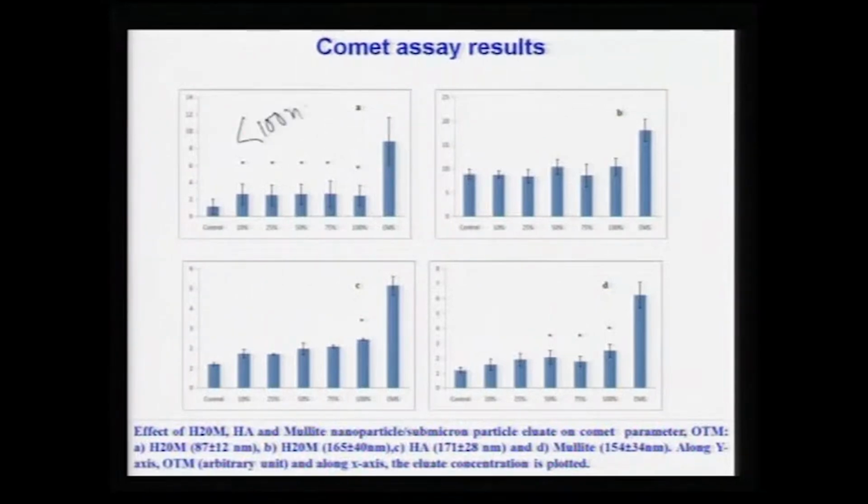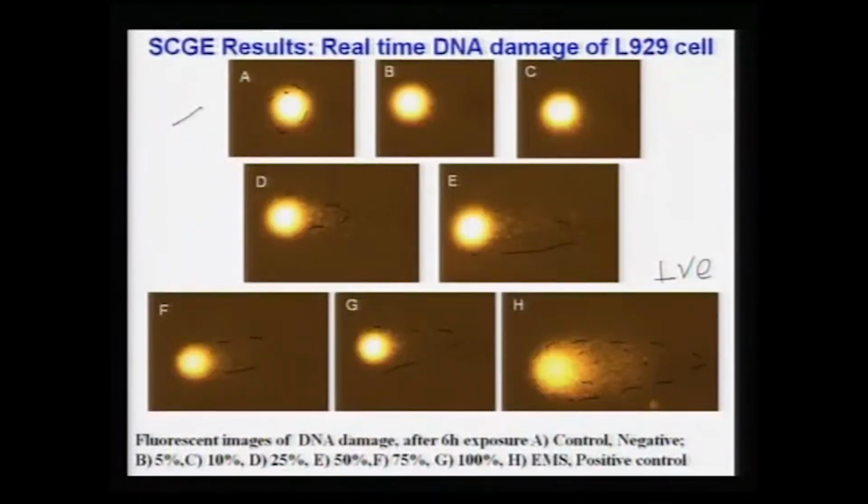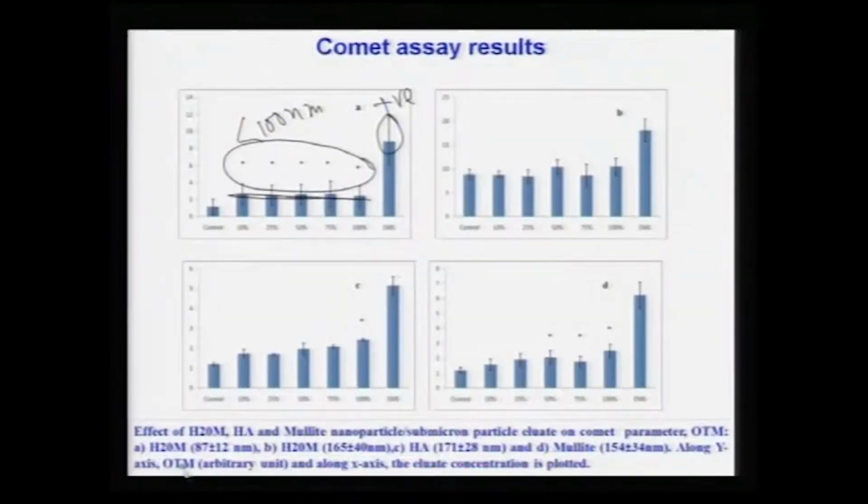You can quantify it, and once you quantify it, you can see this is the less than 100 nanometer H20M particle size, and there is statistically significant DNA damage because there is a much higher tail DNA length compared to your control, which is the negative control. But certainly this tail DNA is much less than what is known as the positive control. Positive control means this one. So, compared to this one, you do see a reduced value of DNA fragmentation in these materials.